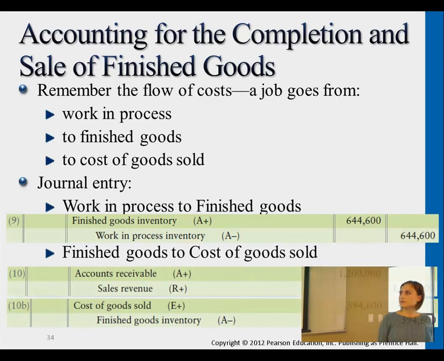Now, what's going to happen next? We're going to have some finished goods that are going to be moved to cost of goods sold, right? So the job is sold. We need 2 entries, correct? The first one is going to be a debit to accounts receivable and a credit to sales revenue. Okay, and then debit cost of goods sold and credit finished goods inventory.